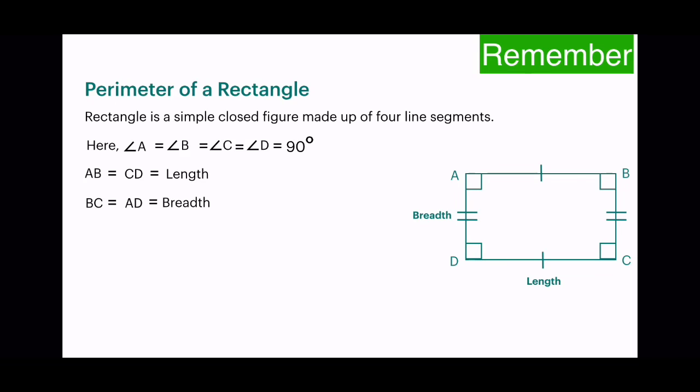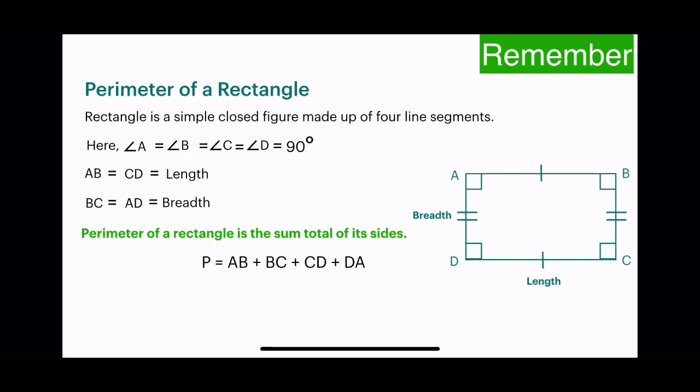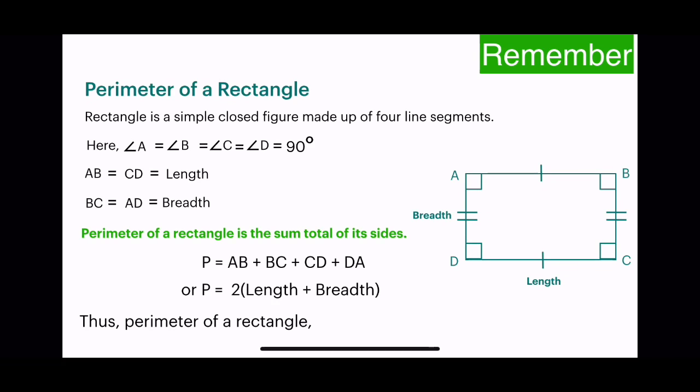Now, the perimeter of a rectangle is the sum of its sides. So, perimeter P is equal to AB plus BC plus CD plus DA, or P is equal to 2 into (length plus breadth). Thus, the perimeter of a rectangle is 2 into (L plus B).